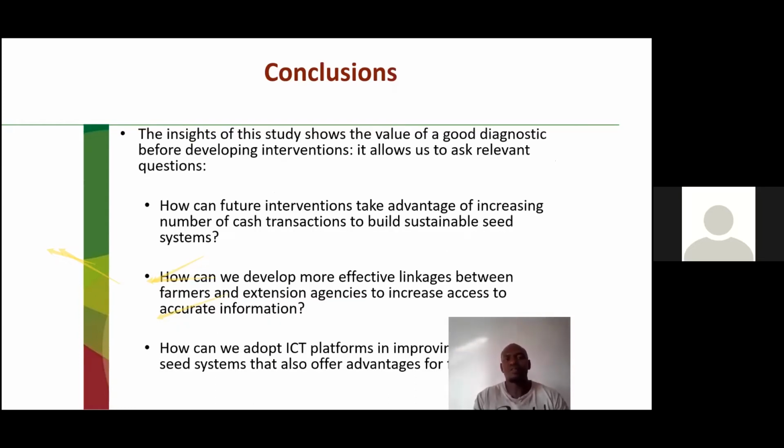The insight of this study shows that the value of good diagnostics is important before developing interventions, and it can allow us to ask relevant questions. For instance, how can future interventions take advantage of the increasing number of cash transactions to build sustainable seed systems? How can we develop more effective linkages between farmers and extension agencies to increase access to accurate information? And how can we adopt ICT platforms in improving seed systems in ways that also offer advantages for female farmers?